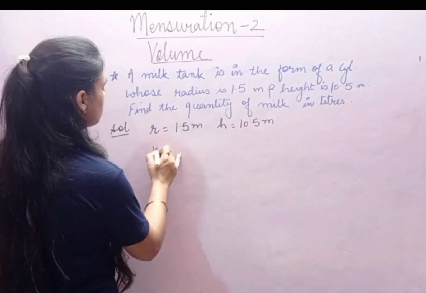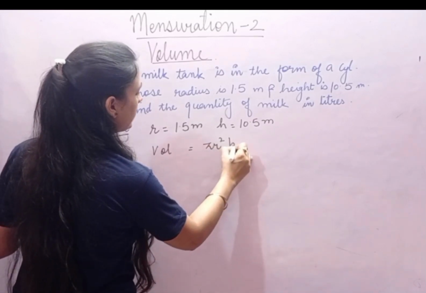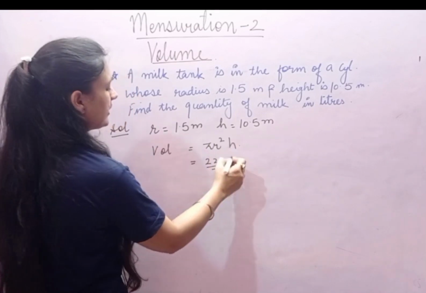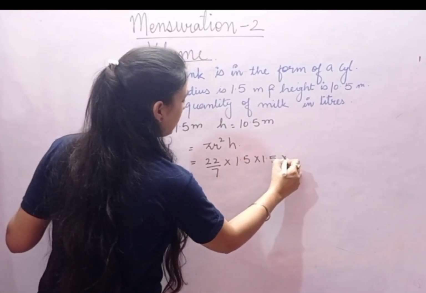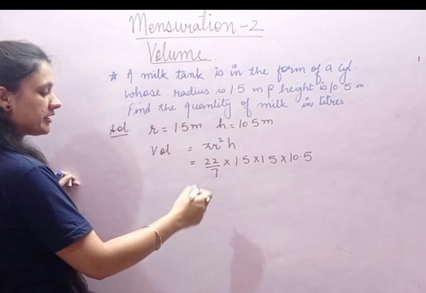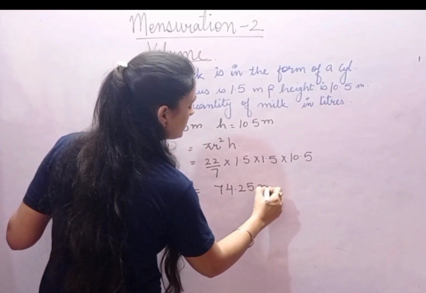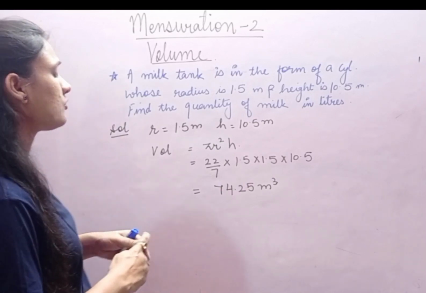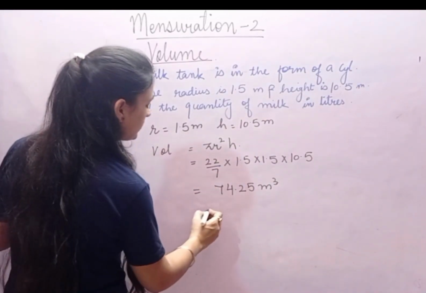So volume of a cylinder, what is the formula? That is pi r square h. So pi is 22 by 7, multiplied by radius 1.5 multiplied by 1.5, and height is 10.5. When you multiply it, you'll get 74.25 meter cube. As they are asking you to find the quantity of milk in liters, here you have to convert into liters.